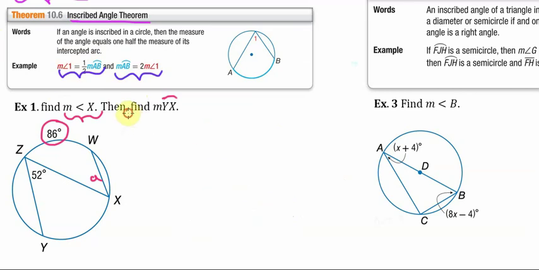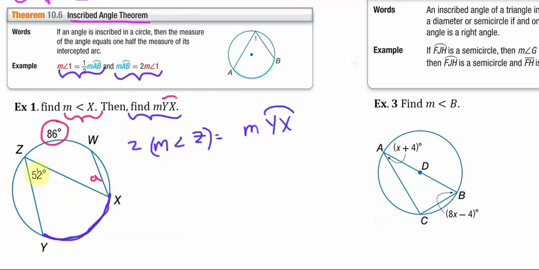So now looking at the second part of my example 1, it wants me to find the measurement of angle YX, which is right here. Before I plug anything in, I just want to state the relationship between the inscribed angle and the arc. Looking at my diagram, I can see that the measurement of angle Z is going to be twice the measurement of my arc.